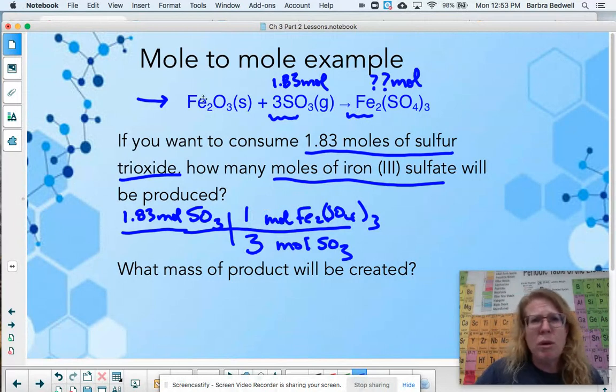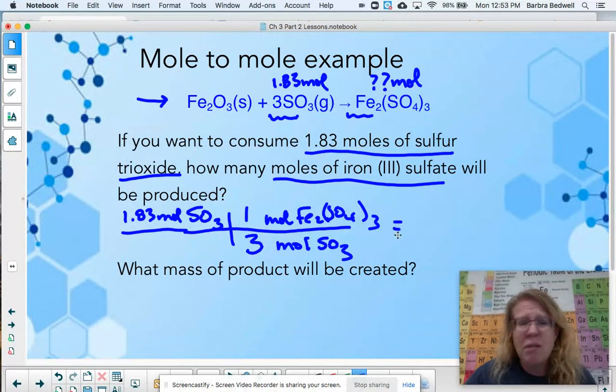And sometimes students ask, well, what about the other material? Well, we're assuming that we have enough of that to go around, that it's not the thing we're going to run out of, so we don't have to worry about it. It's still there, but we don't have to care about it mathematically right now.